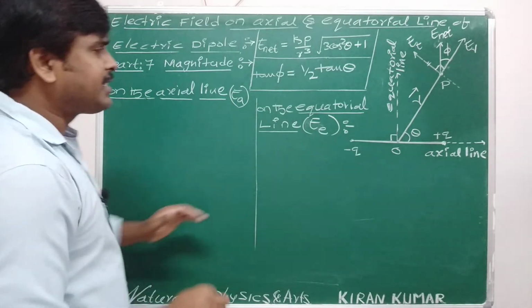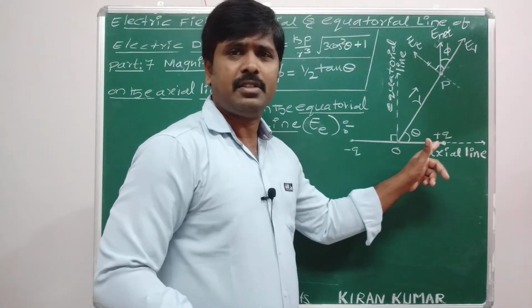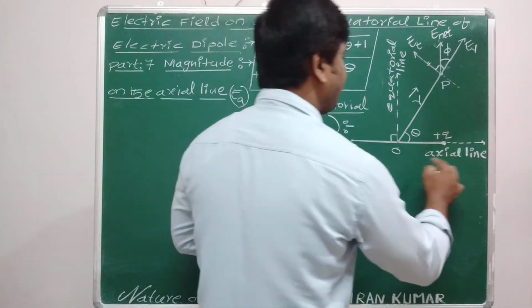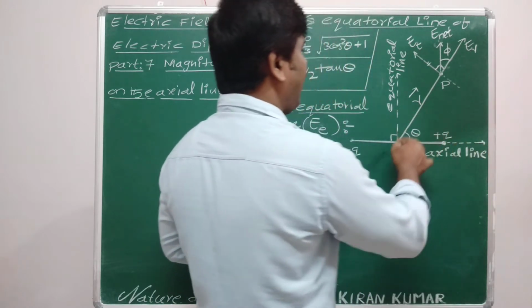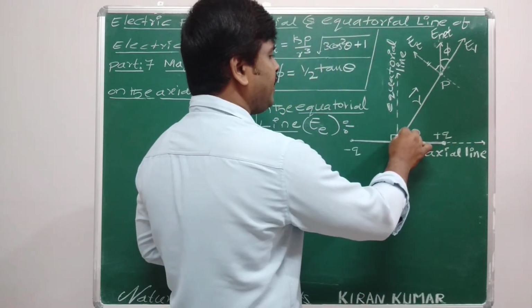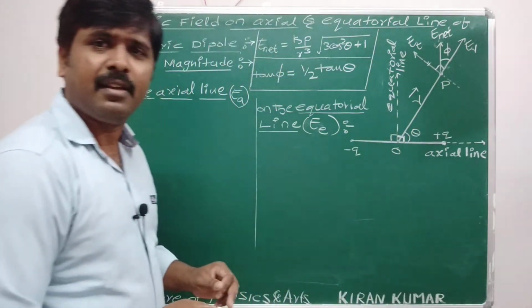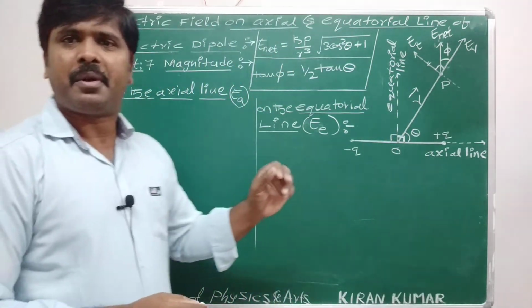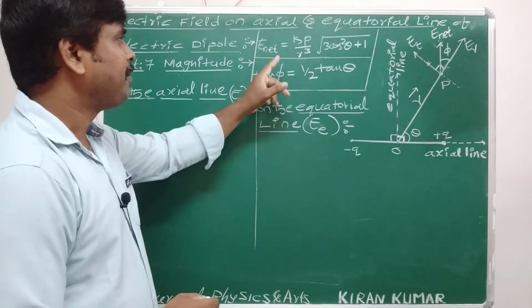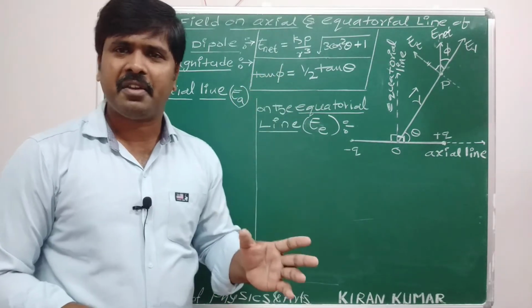But on the axial line, theta must be 0 degrees, and on the equatorial line, theta must be 90 degrees. That thing you should remember. Then the values, how to replace in this equation, we will get the direct equation.